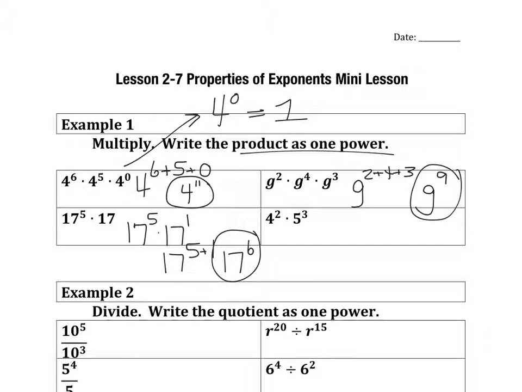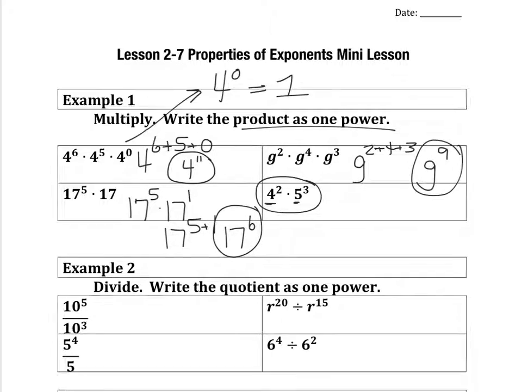Then the last one here, 4 squared times 5 cubed. Since the bases are not the same, 4 and 5 are not the same number, we can't combine these. Could we simplify them? Yes, but that's not what the question's asking. It says write the product as 1 power, which we cannot do. So I'm just going to circle it. That's as far as you can go for that one.